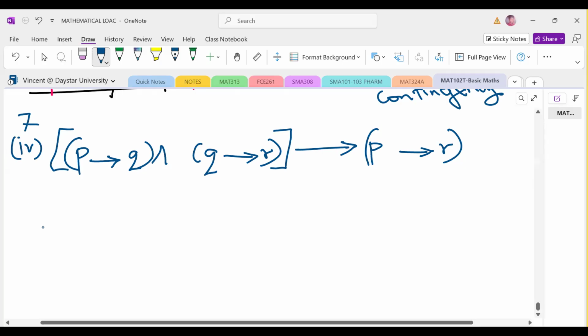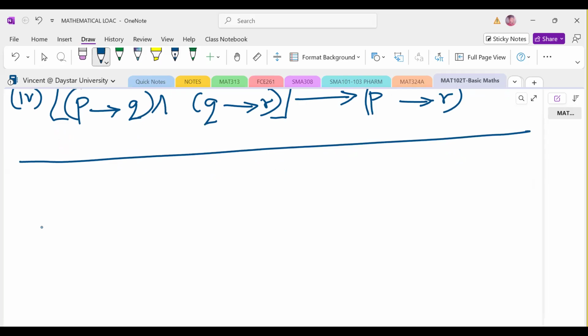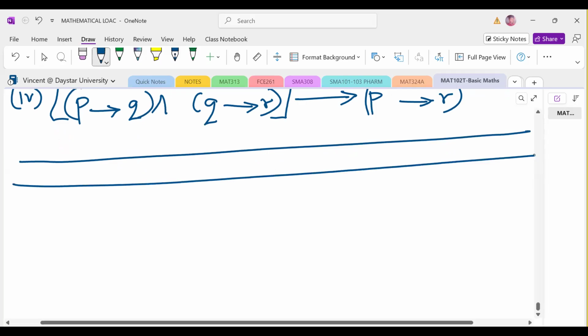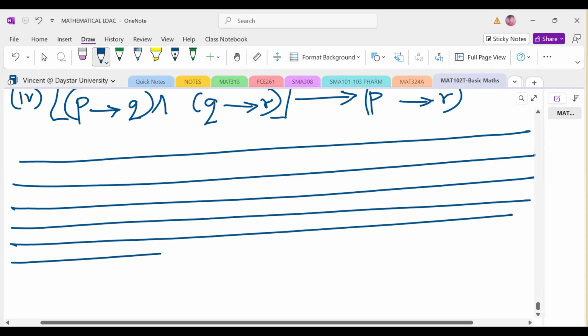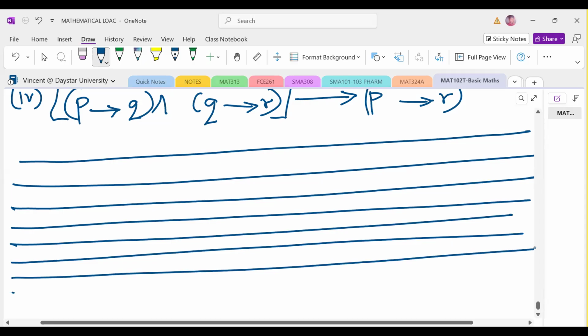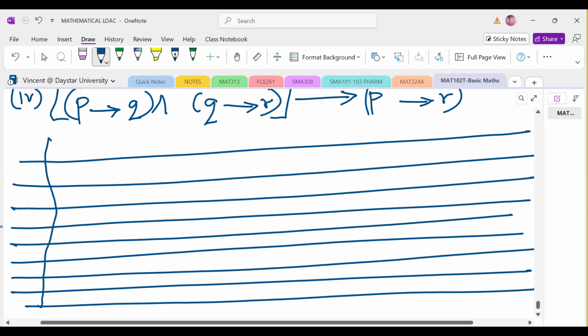Eight rows because we have P, Q and R, isn't it? So then we will have this row 1, 2, 3, 4, 5, 6, 7, 8. So P, Q, R.